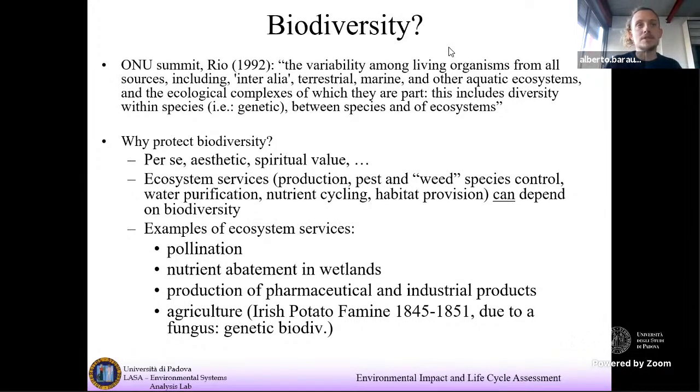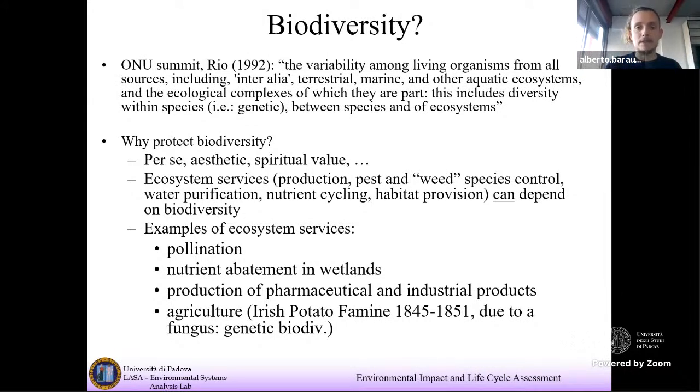This includes diversity within species, so genetic diversity, between species. So when you have many animal or vegetal species, you have diversity, or diversity of ecosystems. When you have many ecosystems, you have biodiversity. Usually when we think of biodiversity, we think of between species diversity, so many species, but there are other types of diversity. So why should we protect biodiversity?